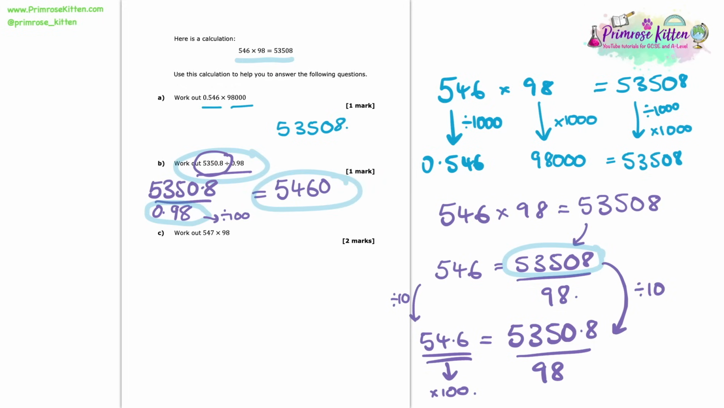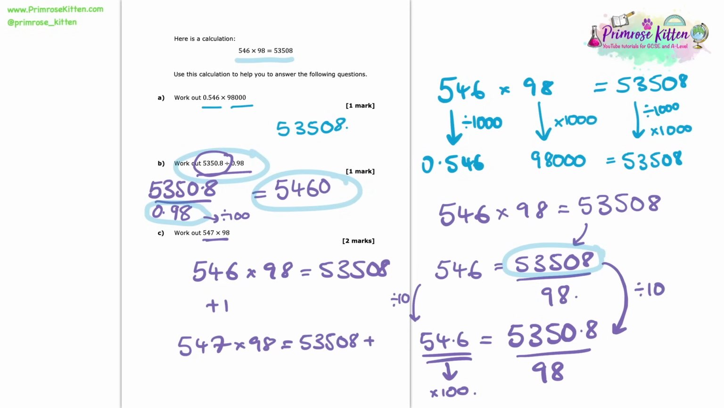And finally here we're asked to work out 547 times by 98. So what we need to notice here is we know that 546 98s equals 53,508, but we just want an extra 98. We want another one of them. We want 547 of those 98s. And so that will be 53,508, but plus 98.